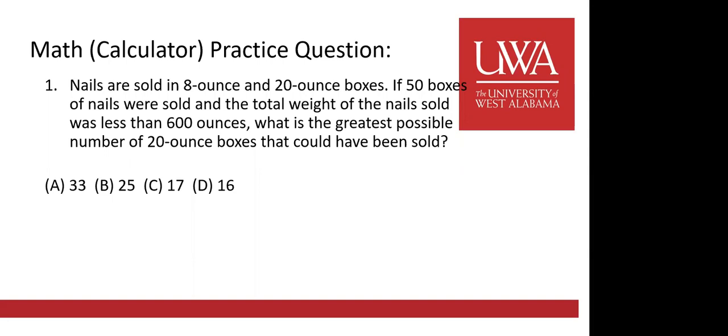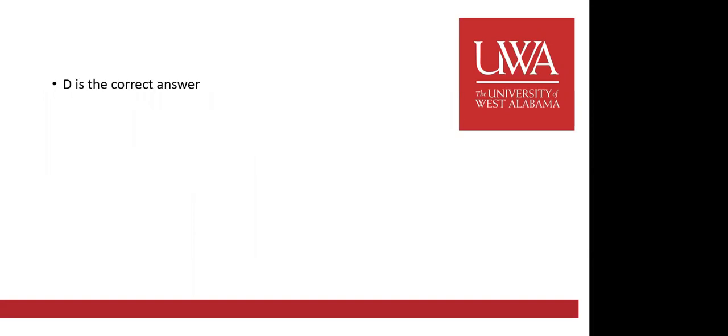So we need to figure out what the max value of Y is that satisfies both equations. Let's work this out. 8 multiplied by (50 minus Y) plus 20Y is less than 600. Work that out, you get 400 minus 8Y plus 20Y is less than 600. Once you work that out, you get 12Y is less than 600 minus 400, so 12Y is less than 200. So Y is less than 200 divided by 12. Once you do the math on that, the max value of Y should equal 16, which is letter D.